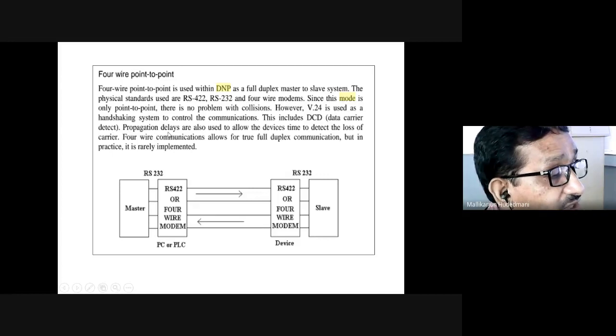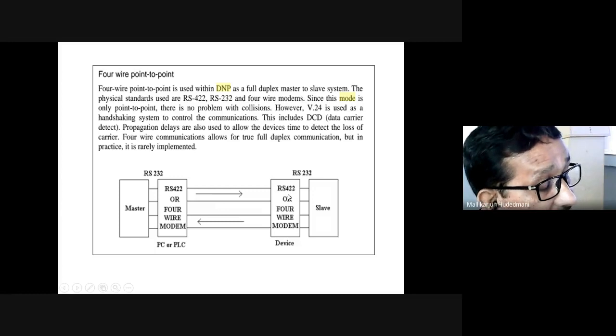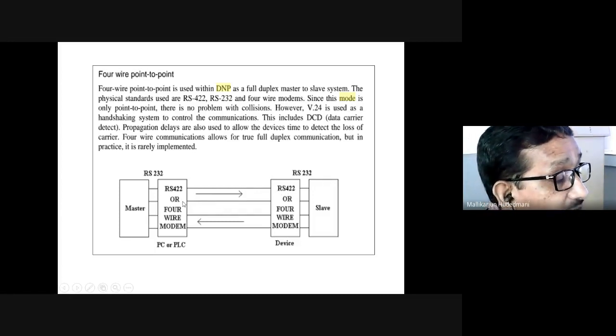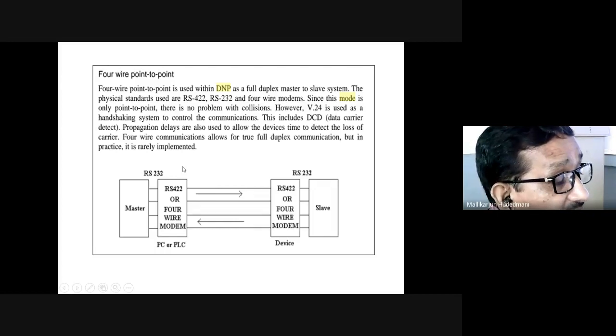Propagation delays are also used to allow the devices time to detect the loss of carrier. It means that when some data transmission is taken from master to slave, a certain time is expected to be spent in sending the data to the slave. If even after that, data completion is not received, what is the meaning of that? Open. The signal either has not reached there, or it is punctured or tapped somewhere. That is called loss of carrier. Detection is utilized to ensure end-to-end connectivity. So it is more about communicating and keeping intact with the end devices.